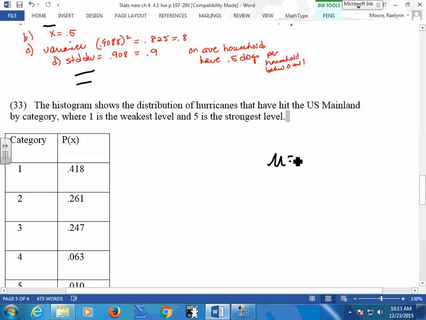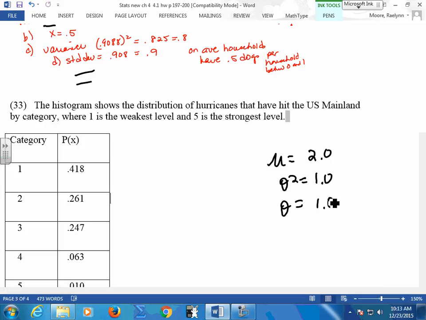Your mean for this one is 2.0. Put it in your L1, L2. This is your variance, about 1.0, and their standard deviation is the square root of that, 1.0. So on the average, you can expect a Category 2 hurricane. That's all it's saying. You just have to pull it off your chart and put it in your L1, L2. Everybody good with this?